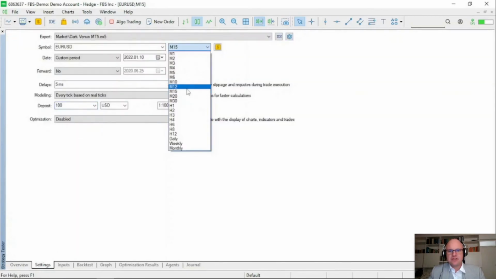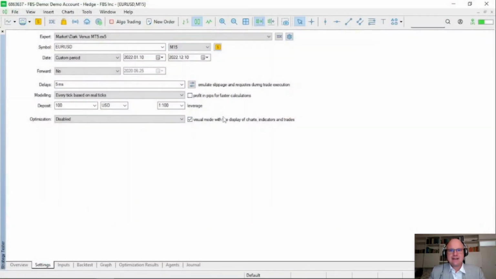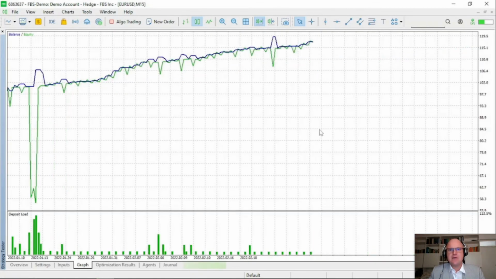So what we're going to do is test this on the 15-minute time frame for the EURUSD from the 10th of January until the 10th of December 2022, and it's going to be on every tick based on real ticks. So let's take a look at the graph and see how this set file and strategy performs against the real tick data.